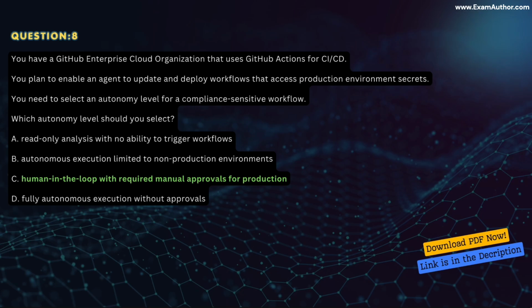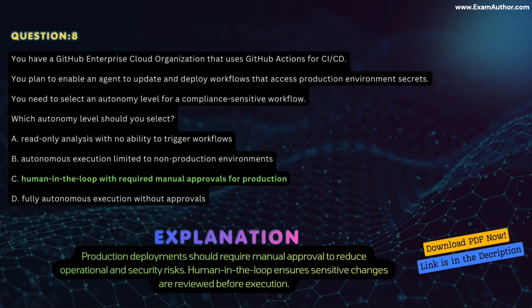Human-in-the-loop with required manual approvals for production. Explanation: Production deployments should require manual approval to reduce operational and security risks. Human-in-the-loop ensures sensitive changes are reviewed before execution.